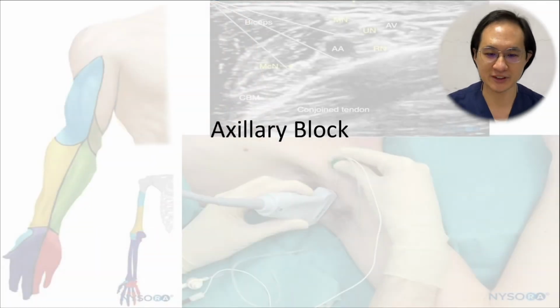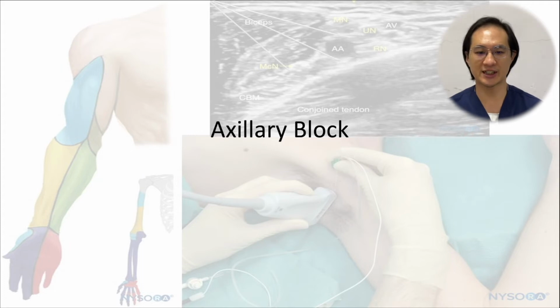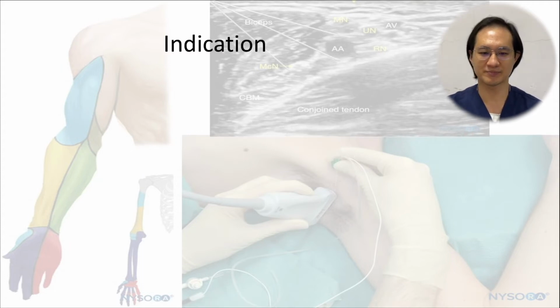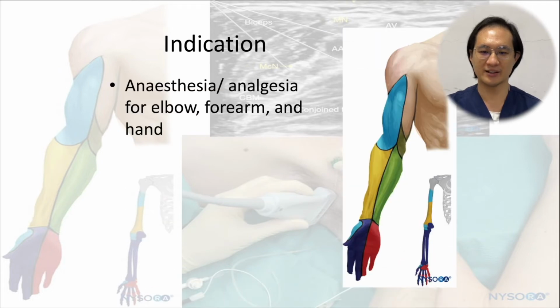Okay, now we'll proceed to the last part of my lecture, which is the axillary block. The axillary block is indicated for anesthesia and analgesia of the elbow, forearm, and also the hand.